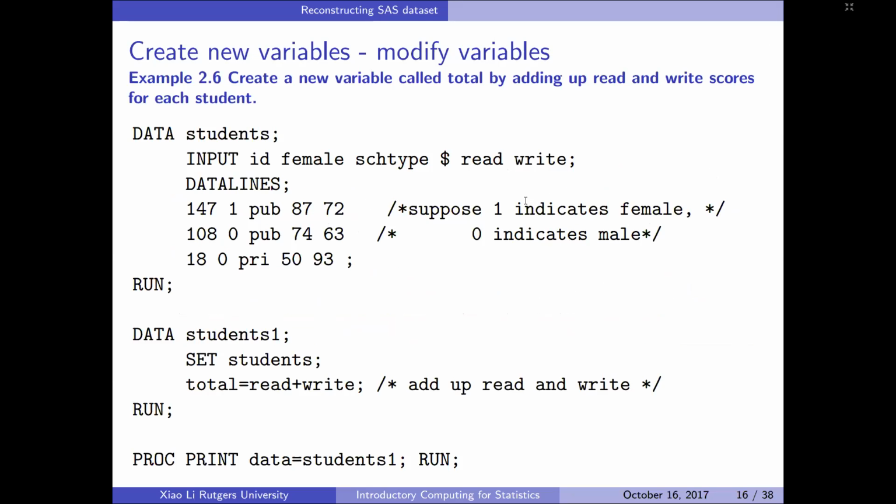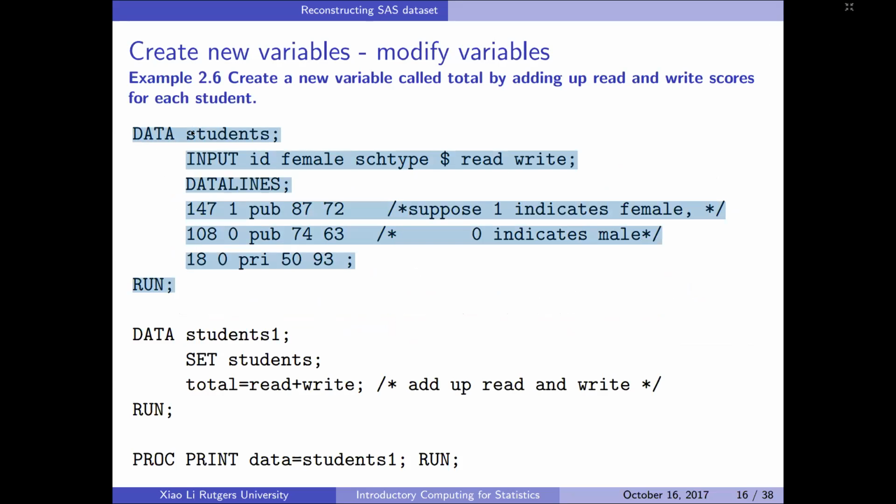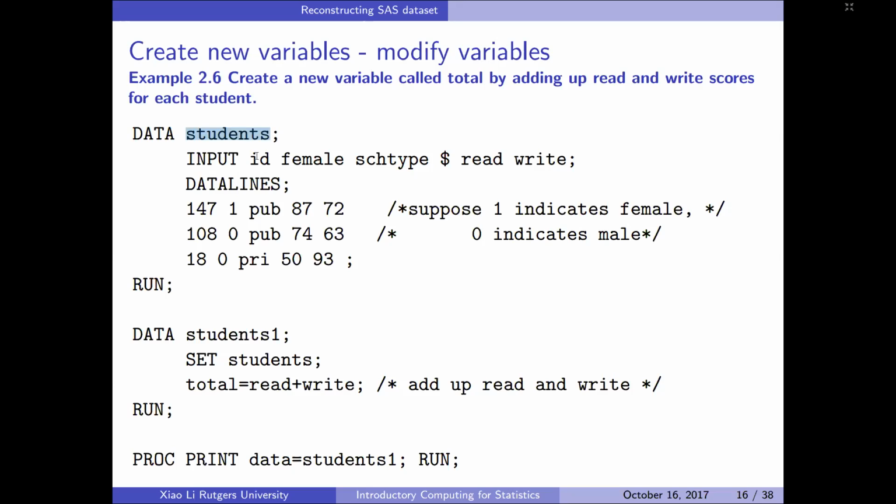Now here is our first example about how to create new variables from a given data set. Here we first input our data set, which is called students. We will input 5 different variables: student ID, the student's gender, the student's school type, which is a character value, the student's reading score, and the student's writing score. Here we would like to create a new variable, the total score, which is the sum of the student's reading score and writing score.